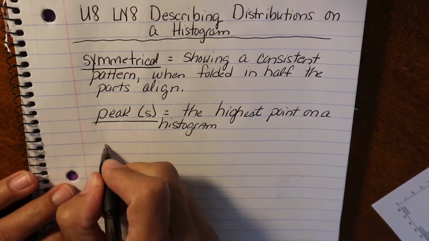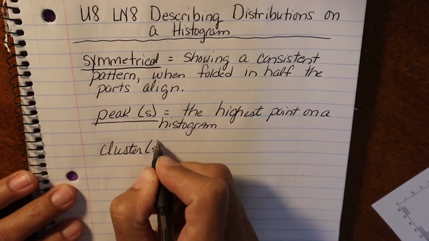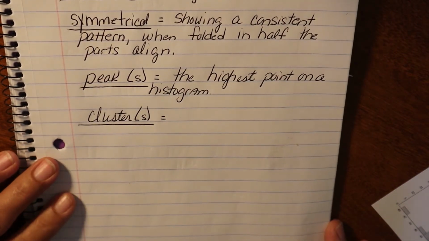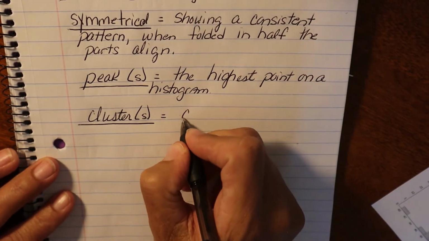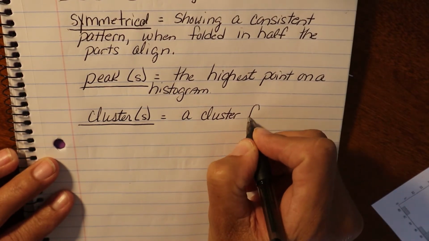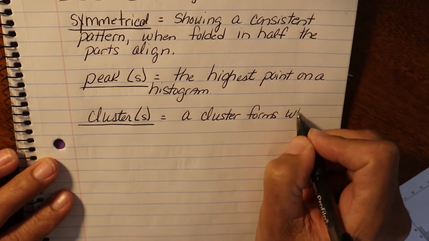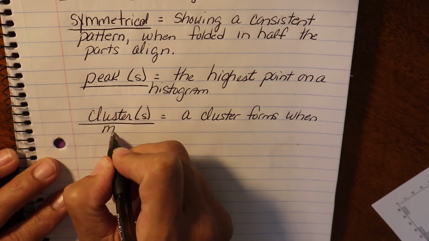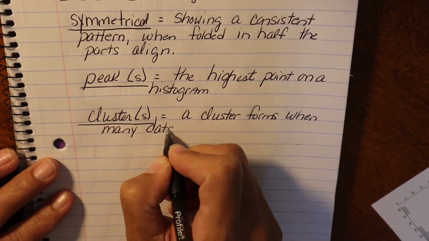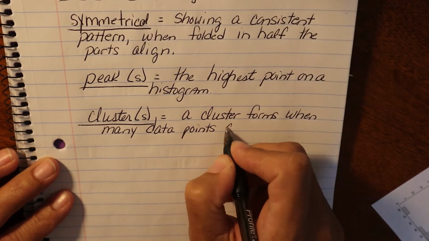Then we have something called a cluster or clusters. Could be singular, we only have one cluster, or it could be plural, we have lots of clusters. So clusters, we're going to say a cluster forms when many data points are near a value.